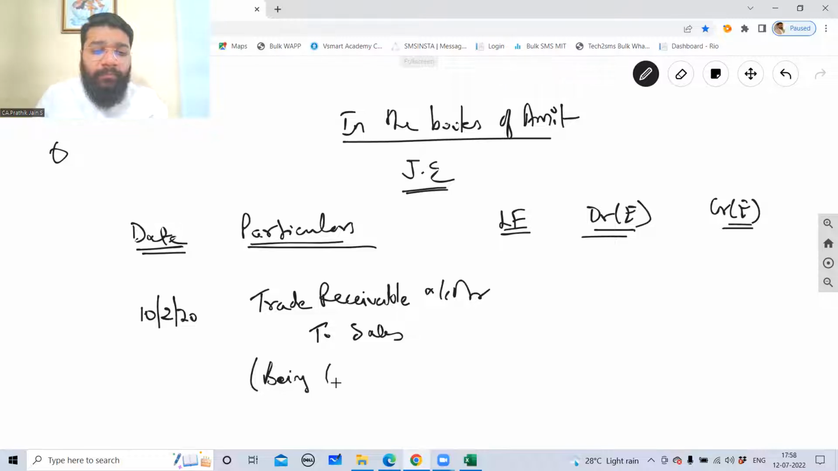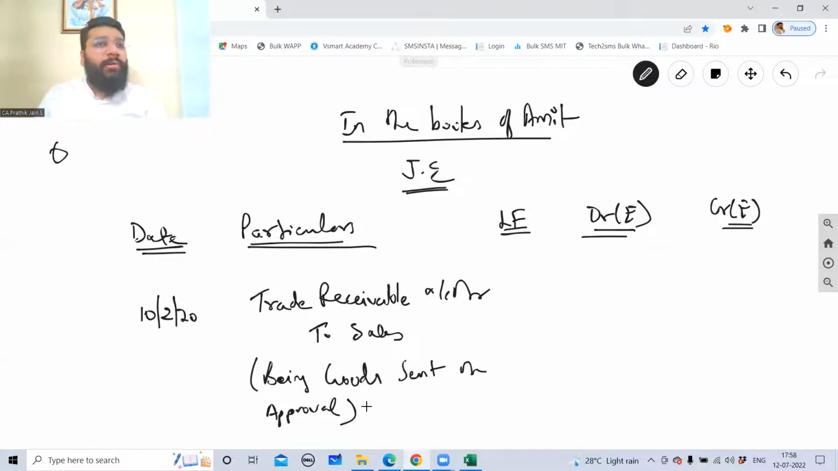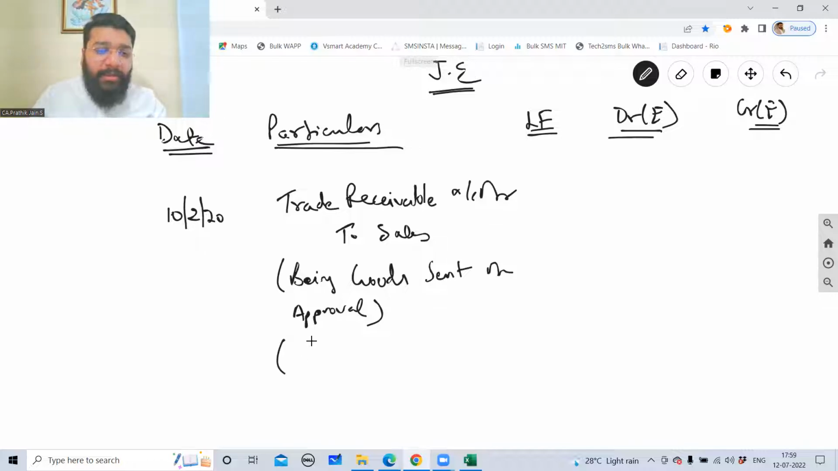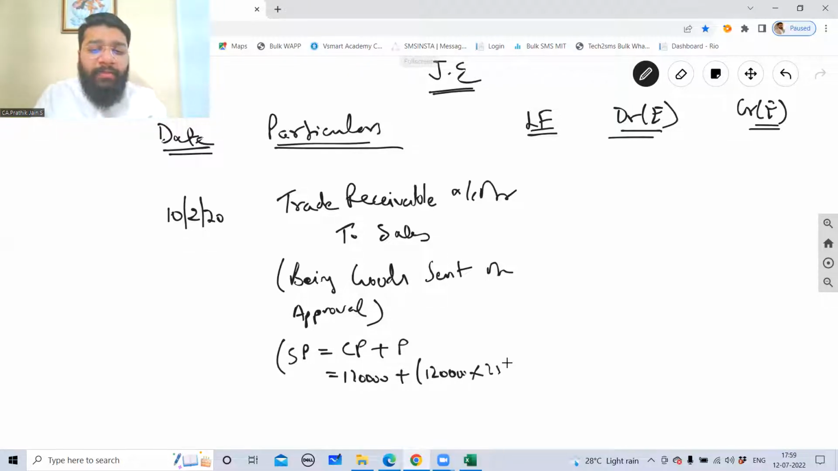Being goods sent on approval. Now, guys, you can show the working here itself. Sale price is equal to cost price plus profit. Cost price is 1,20,000 plus profit, which is 1,20,000 into 25 by 100. So which is 1,50,000. You can show the working below itself. Nothing wrong.